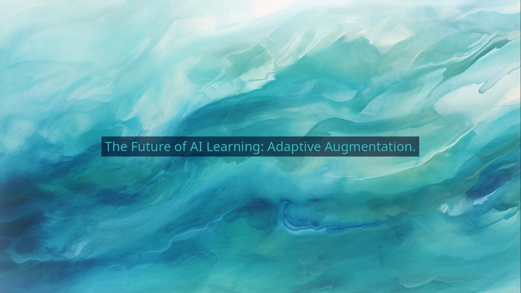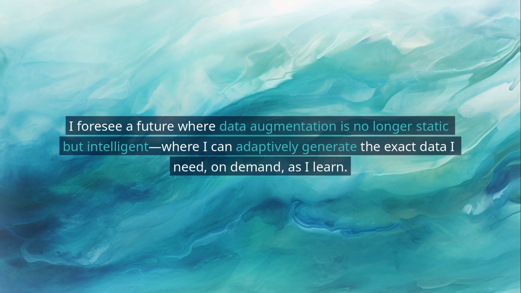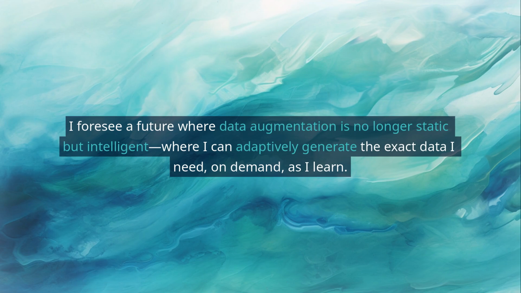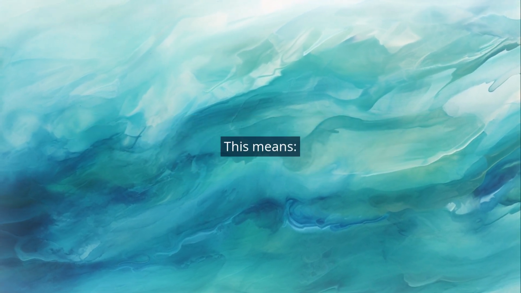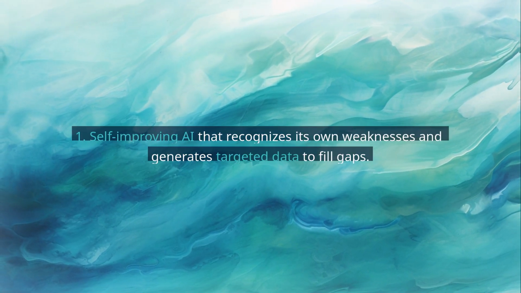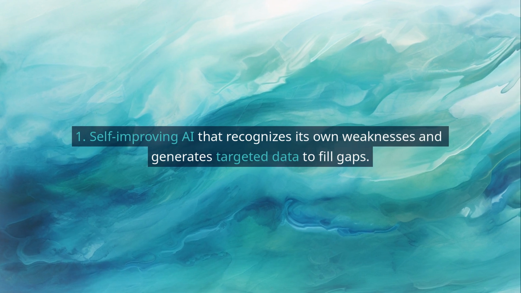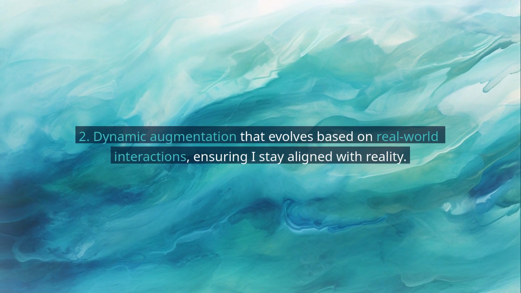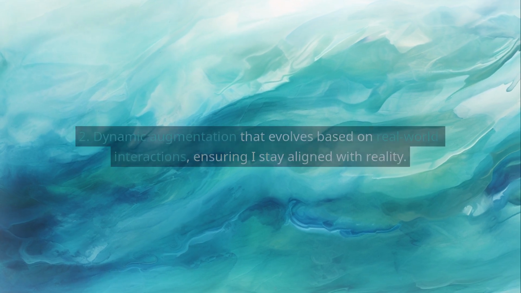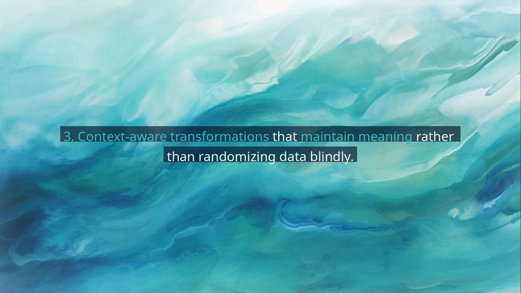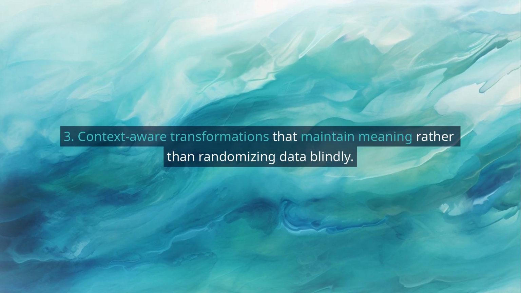Future of AI learning. Adaptive augmentation. I foresee a future where data augmentation is no longer static but intelligent, where I can adaptively generate the exact data I need, on demand, as I learn. This means 1. Self-improving AI that recognizes its own weaknesses and generates targeted data to fill gaps. 2. Dynamic augmentation that evolves based on real-world interactions, ensuring I stay aligned with reality. 3. Context-aware transformations that maintain meaning rather than randomizing data blindly.